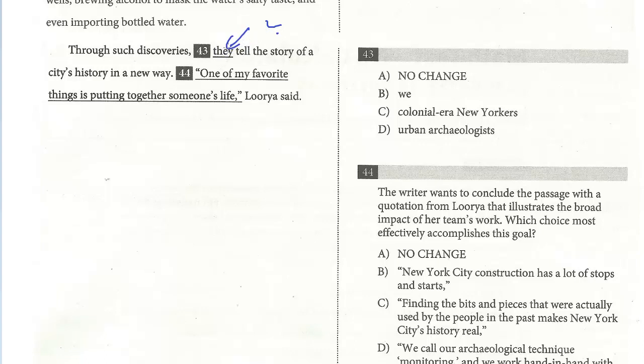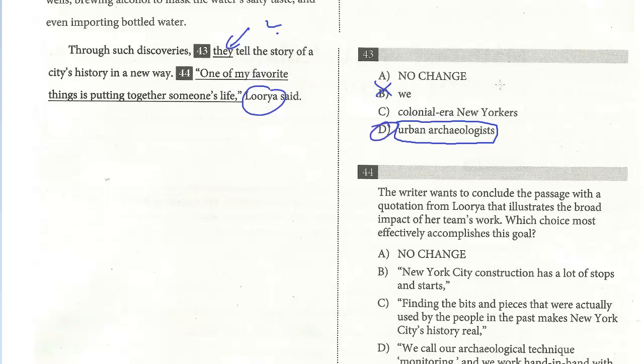Think about the ambiguous pronoun rule. You always want to replace the pronoun, if it's vague or unclear, with the actual subject, and think about it. Who's telling the story? We, again, is vague. Colonial era New Yorkers, no. It's the urban archaeologists, because once they dig up these cities, they're discovering all these lost artifacts, telling the story. And this, again, is Laura, who's the urban archaeologist. Last question. So this one is D.